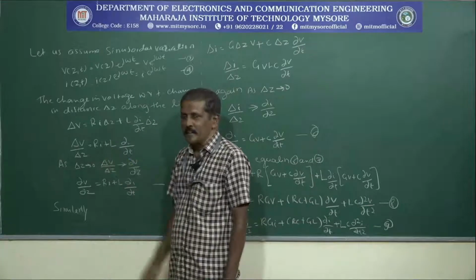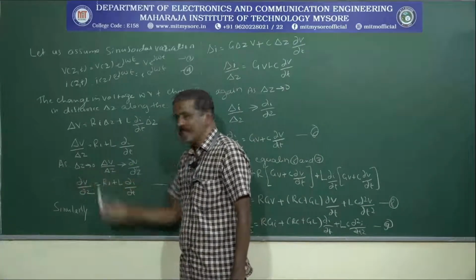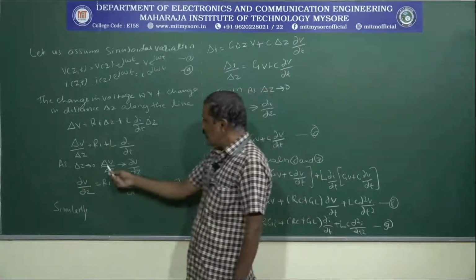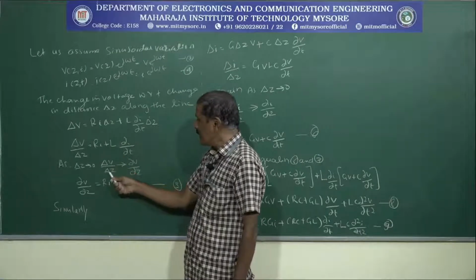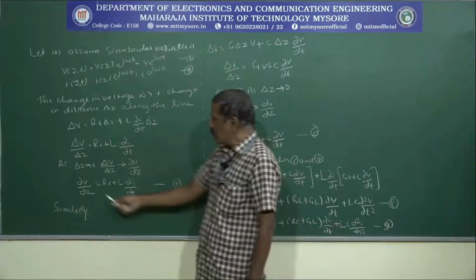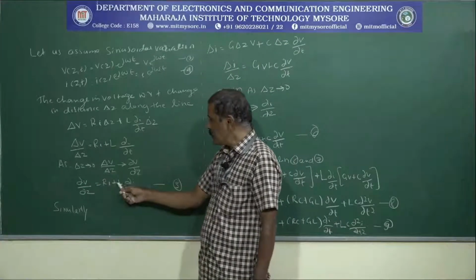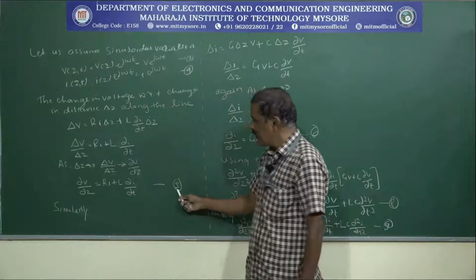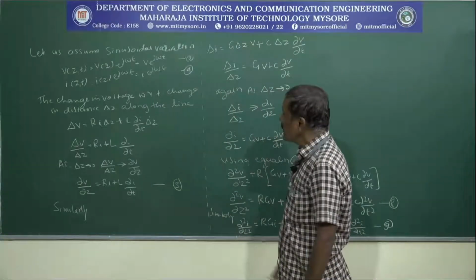Now, in this equation, if delta Z tends to 0, then delta V divided by delta Z is equal to dou V divided by dou Z. Therefore, dou V divided by dou Z is equal to I into R plus L into dI by dt, call it equation number 5.